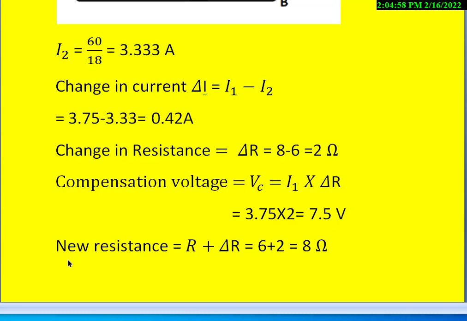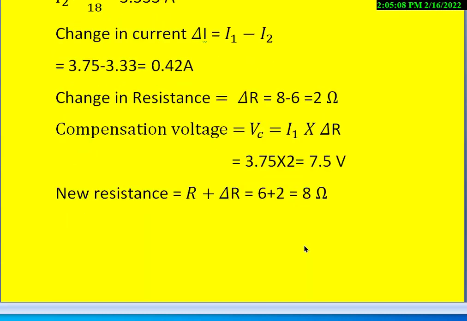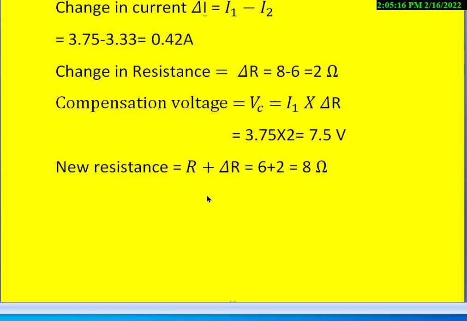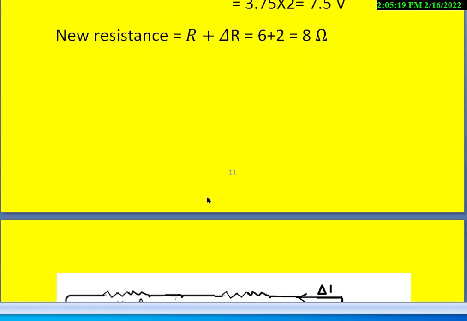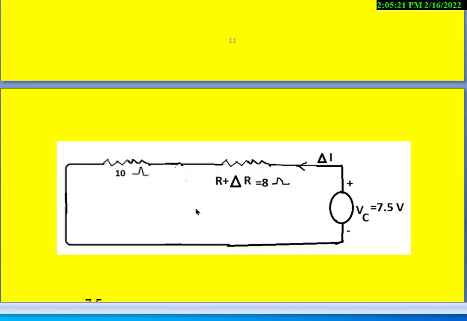Now you can also calculate the new resistance, that is R plus delta R, that is nothing but 6 plus 2, that is 8 ohms. This is nothing but the final resistance in the circuit. So once we know the compensation voltage and the new resistance, then we can draw an equivalent compensation circuit by short circuiting the original voltage source like this.